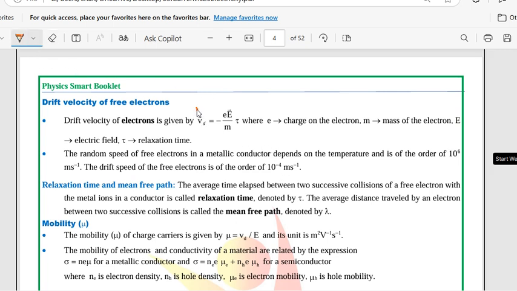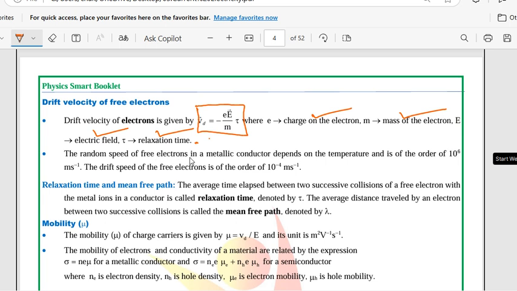We have derived the expression for drift velocity, where e is the charge on the electron, m is the mass of the electron, E is the electric field, and tau is the relaxation time. What is tau? Tau is the relaxation time. The time interval between two successive collisions between the electron and the ions is called the relaxation time.